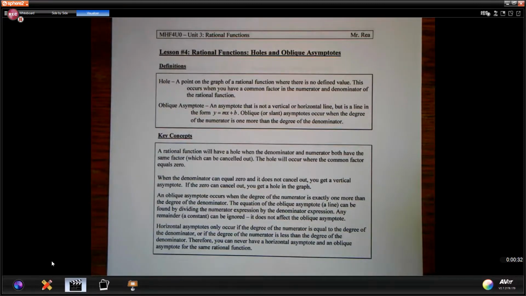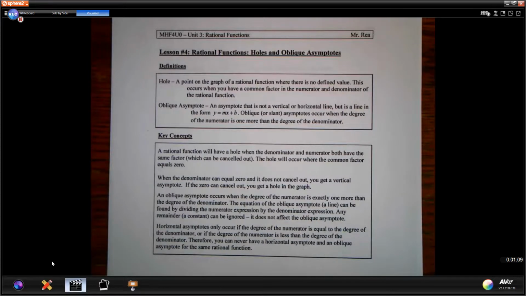In the last lesson we learned that when we're trying to figure out the horizontal asymptotes, we were looking at the degrees of the numerator and denominator. If the degrees were the same, such as linear over linear, the horizontal asymptote was the line y equals the ratio of the leading coefficients. If the degree of the numerator was less than the degree of the denominator, the horizontal asymptote was y equals 0.